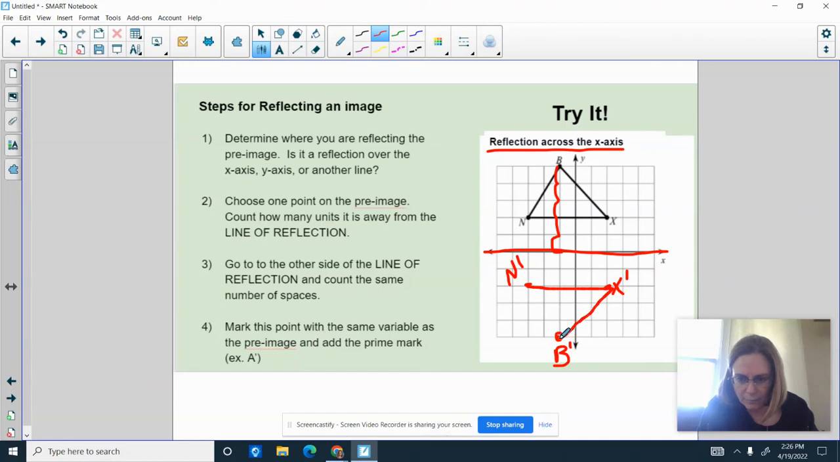And then I connect my points. Okay. And that is how you reflect an image over an axis.